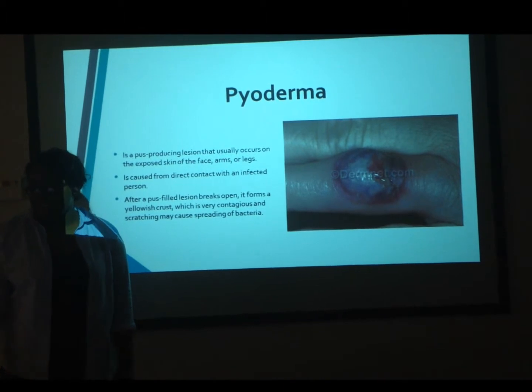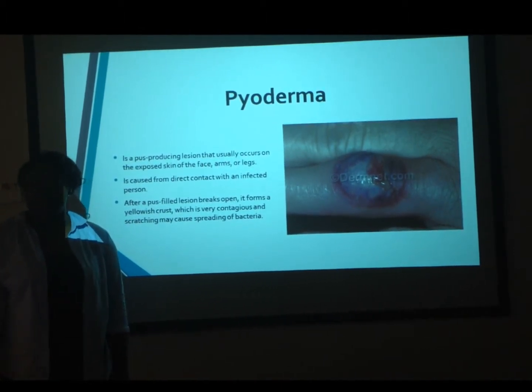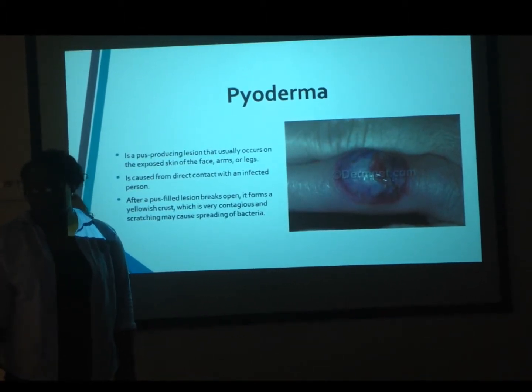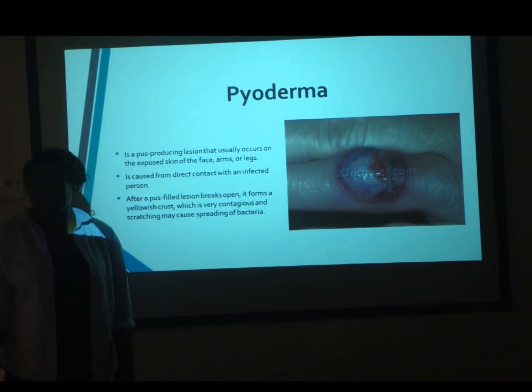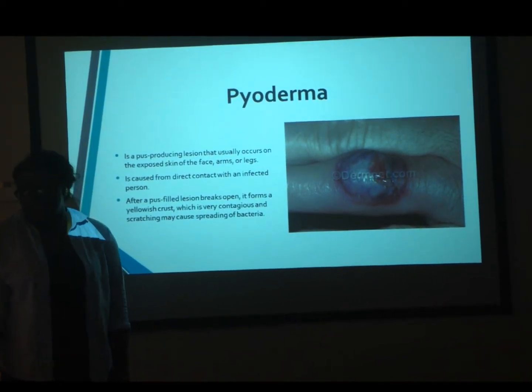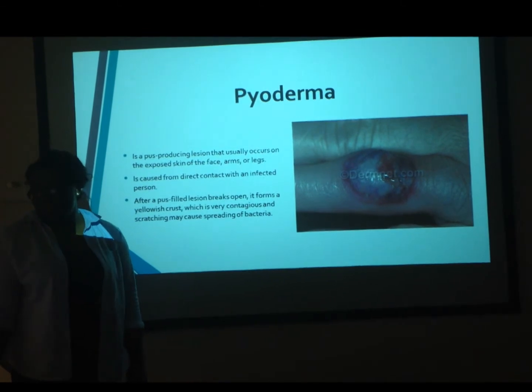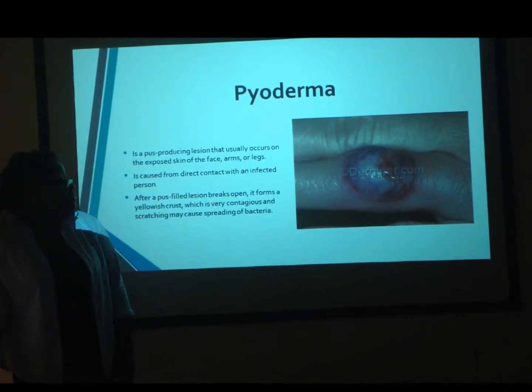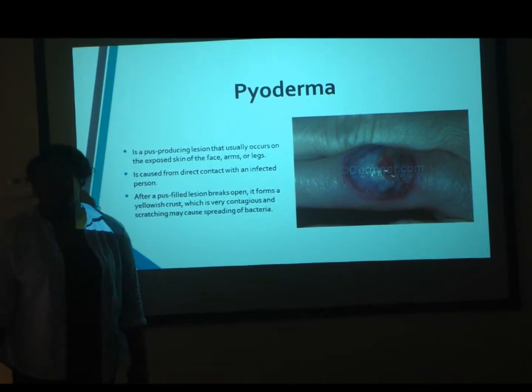Pyoderma is a pus-producing lesion that usually occurs on exposed skin, such as the face, legs, and arms. It is caused by direct contact with an infected person. After the pus-filled lesion breaks open, it forms a yellowish crust, which is very contagious, and scratching may cause the disease to spread because of bacteria in the skin.